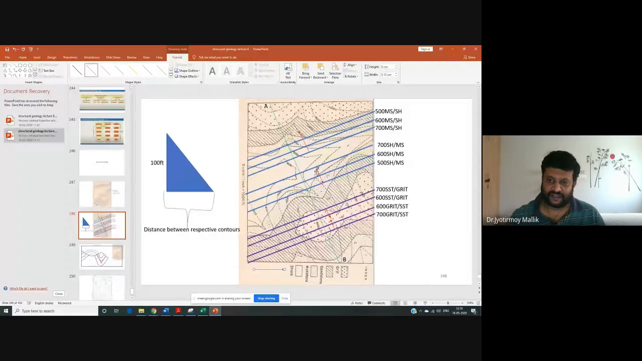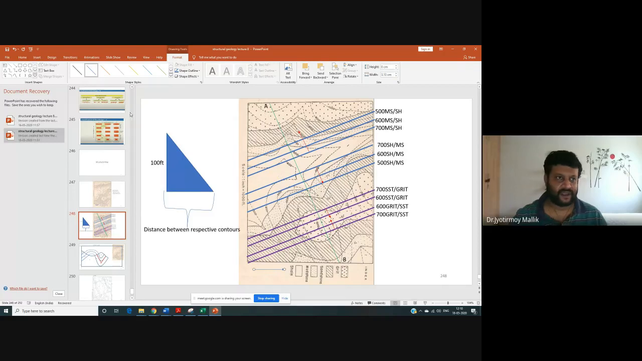Now, if you come back to the other side, here I have drawn 700 shell mudstone. So I'm going from A to B. If I come from shell to mudstone, I see from this side, this is 700 shell mudstone, this is 600 shell mudstone, and this is 500 shell mudstone. And so I can see that the dip direction here is exactly opposite to the dip direction here, right? So this is towards northeast, and this was towards southwest.